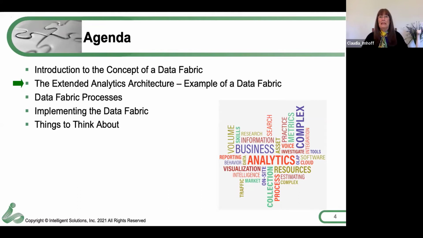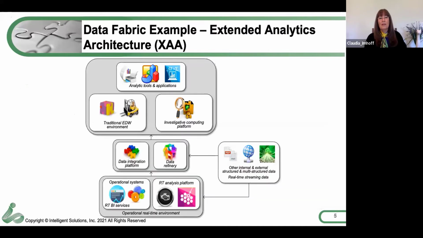We heard about big data. Oh my goodness, what are we going to do with big data? We also started hearing about weird kinds of data, social media data, Internet of Things data. So the old architecture of just the data warehouse and data marts was kind of falling apart at the seams, trying to accommodate things that it was never meant to accommodate. That's where this new architecture was developed from. I call it the extended analytics architecture, an example of a data fabric.